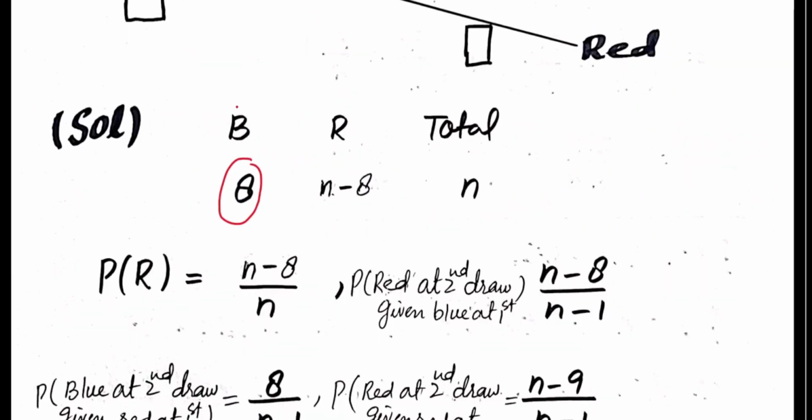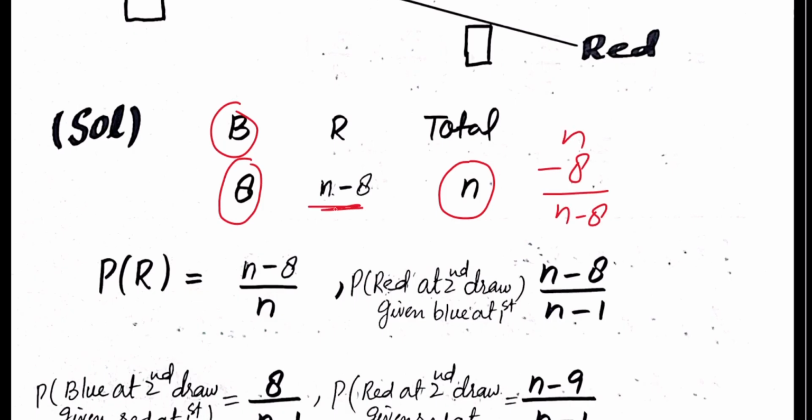There are 8 blue marbles. Total are n. So the remaining are red. Remaining will be total minus blue. This is n minus 8. So n minus 8 are red marbles. Probability of red marble will be n minus 8 out of n. This is n minus 8 over n, the probability of red at the second row.